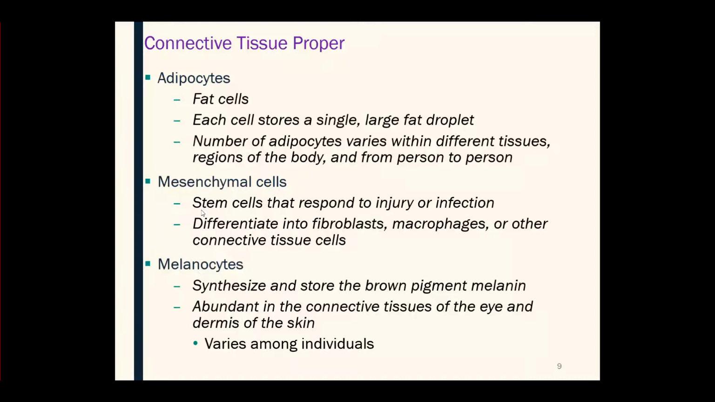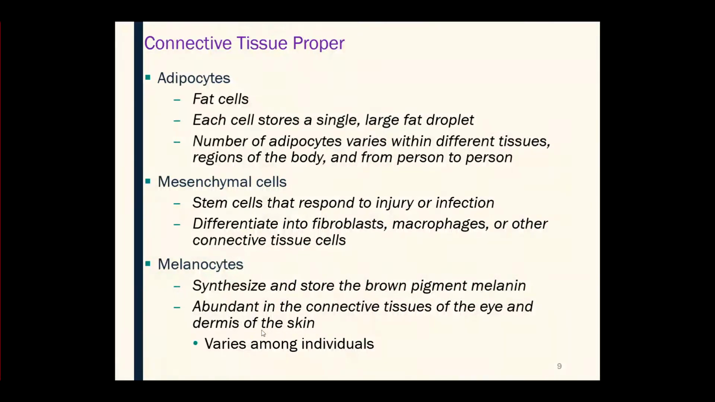And they produce a pigment known as melanin, right? I have that right over here for you. These synthesize and store a brown pigment known as melanin. And again, I'll even show you how the melanin gets into the skin when we do the lecture on the integumentary system, again, at a future date.